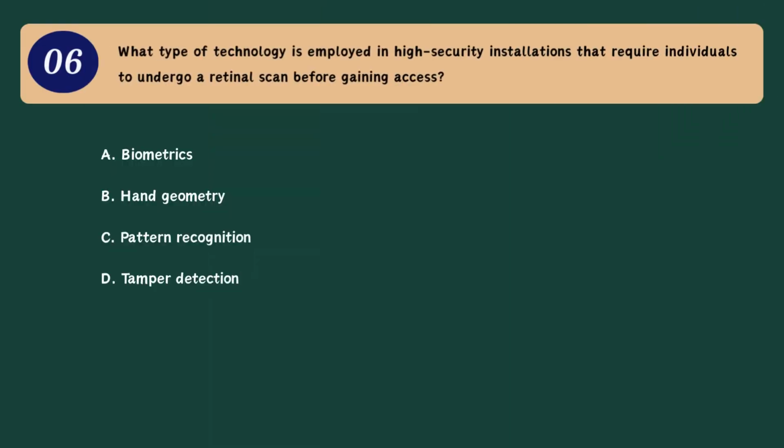Question 6. What type of technology is employed in high-security installations that require individuals to undergo a retinal scan before gaining access? A. Biometrics. B. Hand geometry. C. Pattern recognition. D. Tamper detection.